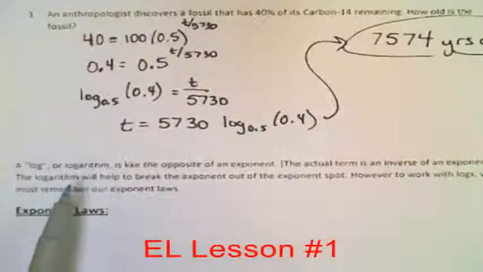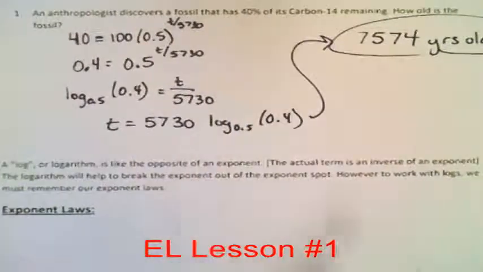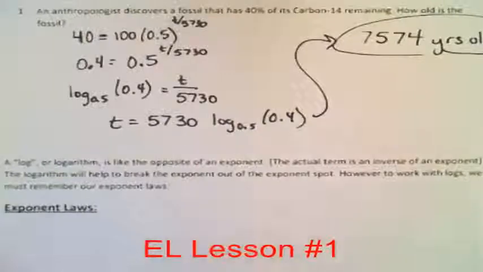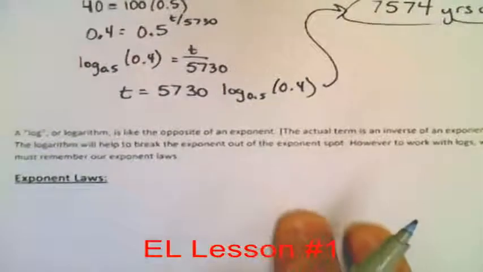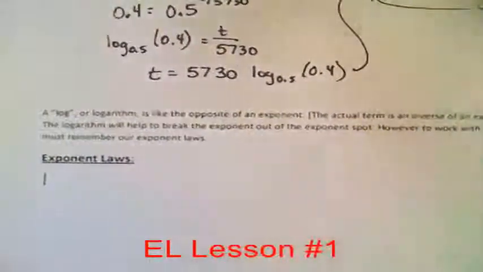Now, just so you're aware, a log or a logarithm, in fact logarithm is the right term, we tend to just use log. It's the opposite of an exponent, the inverse of the exponent, and it allows us to break the exponent out, and that's what we need to do. But because the logs are complicated and there's lots going on with them, we've got to figure out our exponent laws first, because the exponents and logs are related together, and so we have to be comfortable with exponent laws.